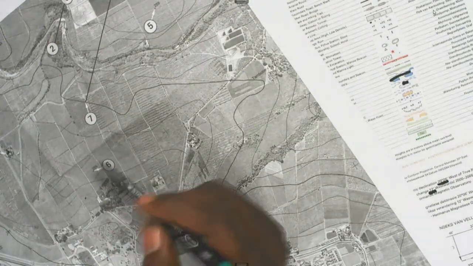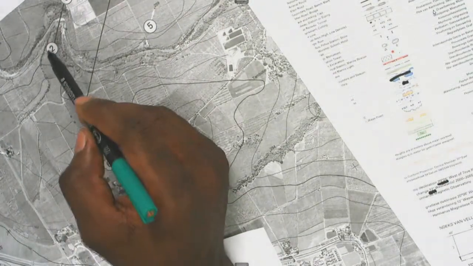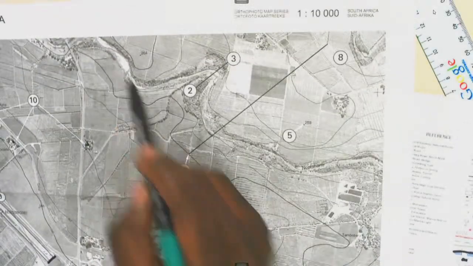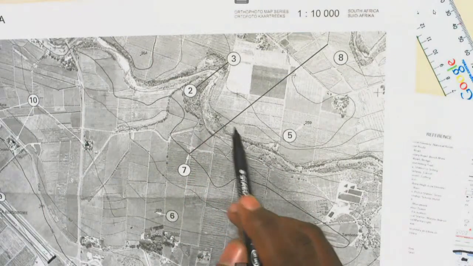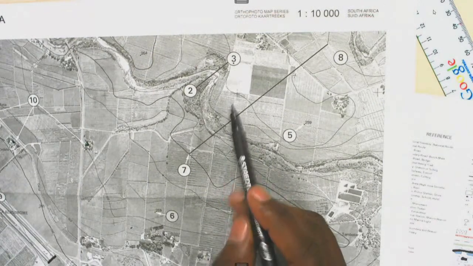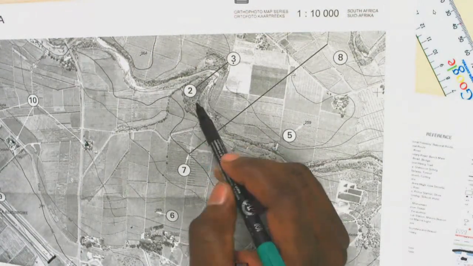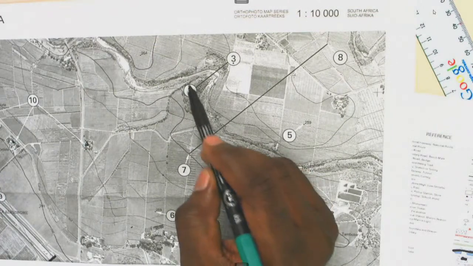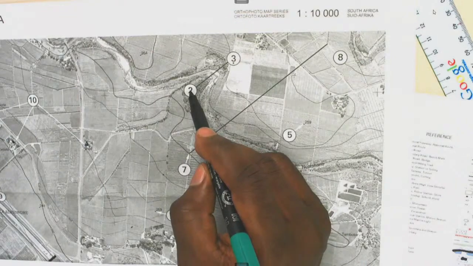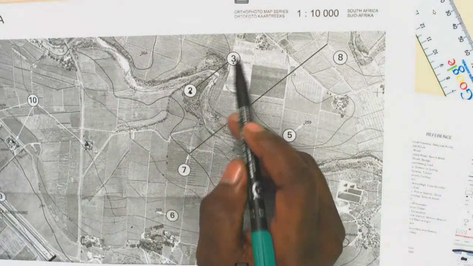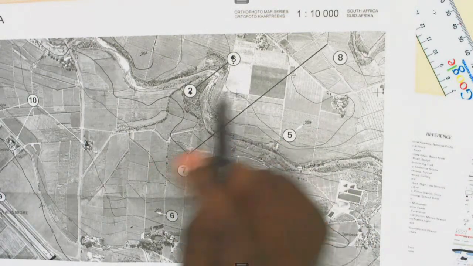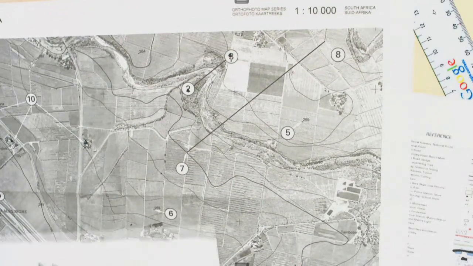Grade 12. You have a river, there is a river here. You can see there is a river. And then there is 2 and 3. And then the question that I have here says, if the examiner asks you to draw a cross section between 2 and 3, how would you draw that cross section, grade 12? How do we draw such cross sections?